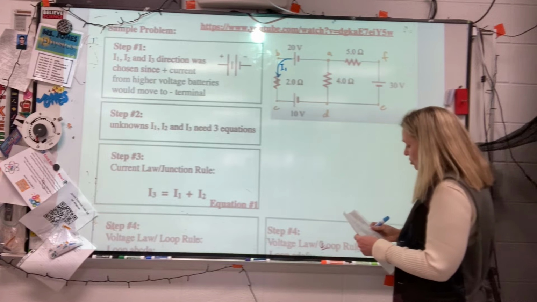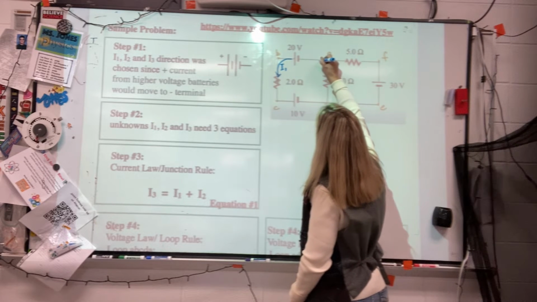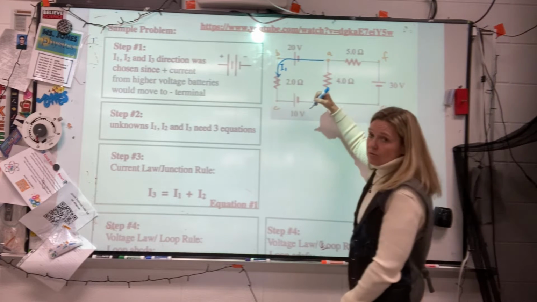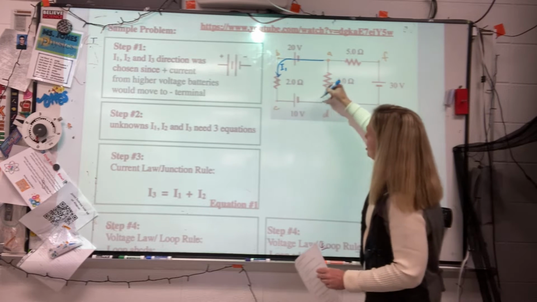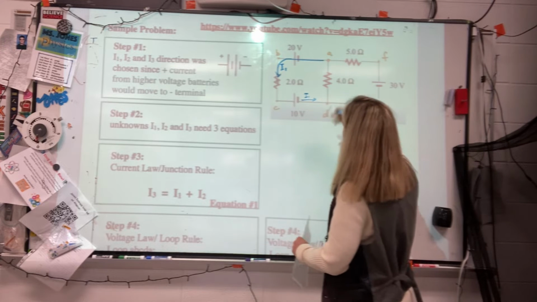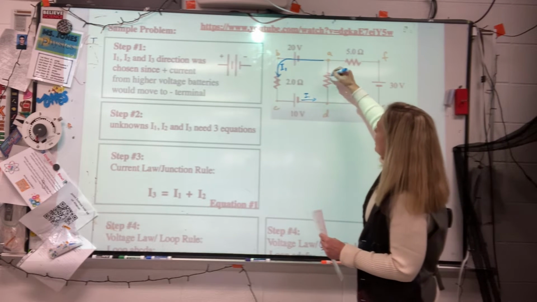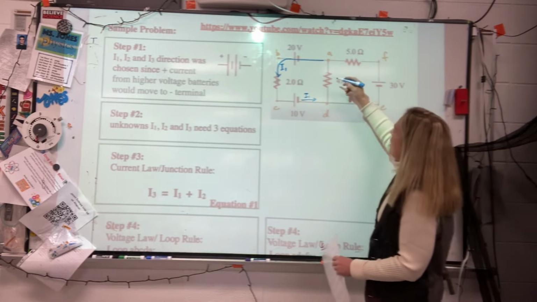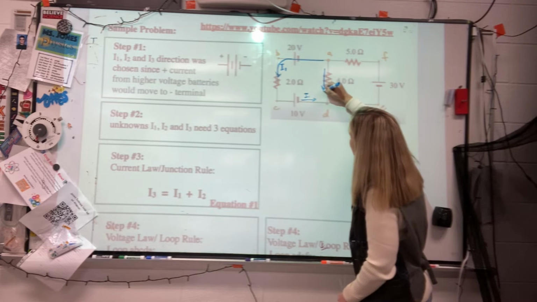Now we have that direction. Doesn't that go all the way to this junction right here? And wouldn't it have to keep going this way too? It depends on how far you want to draw that, but if you want I1, you can just keep labeling it everywhere. I'm going to call this one I2. I'm just going to call it this way, just because.